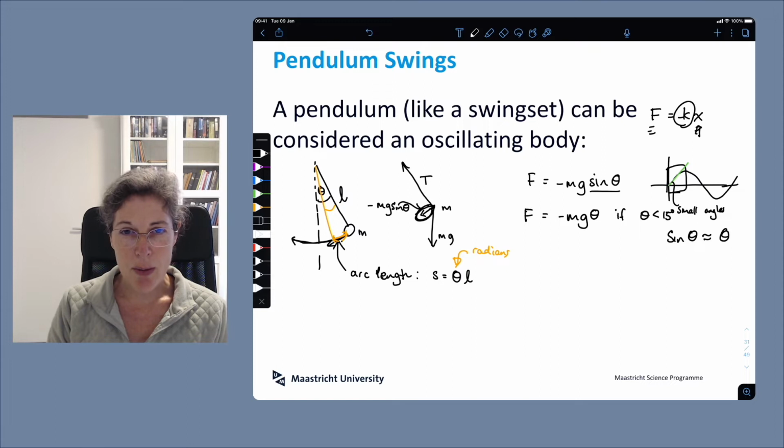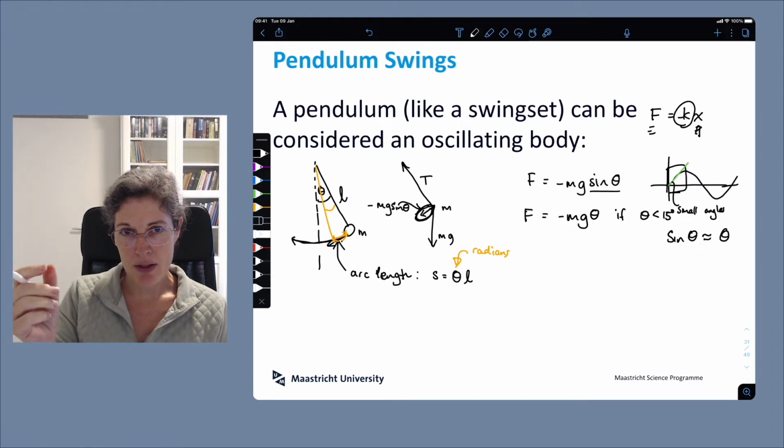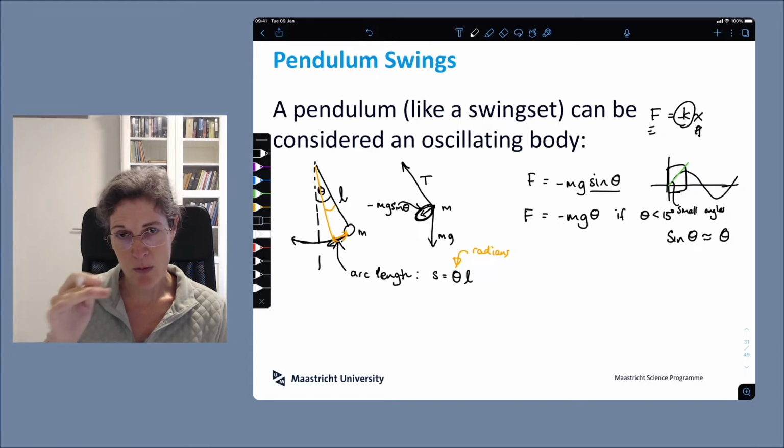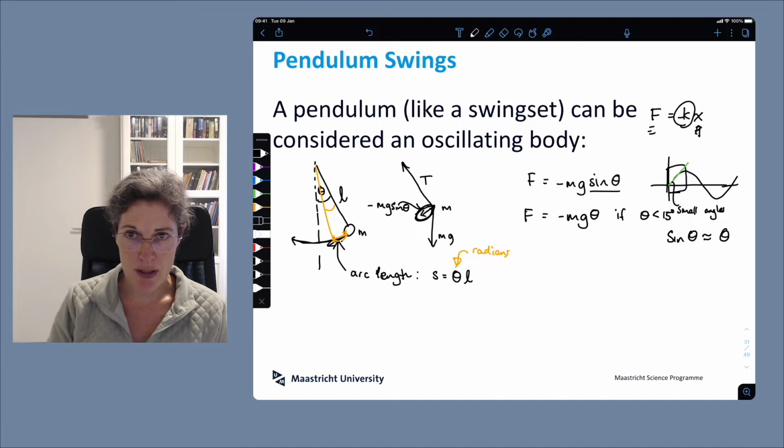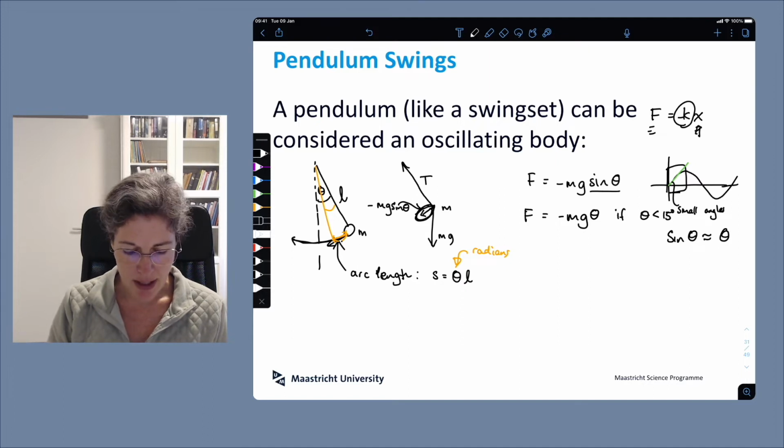So you probably remember when you were in the lab and you found that if you took a small displacement to start your pendulum, it went much better than if you tried to swing it from high up. That's because these equations don't work if you try to swing it from too high up. But from about 15 degrees or less, we can approximate sine of theta with the angle itself.